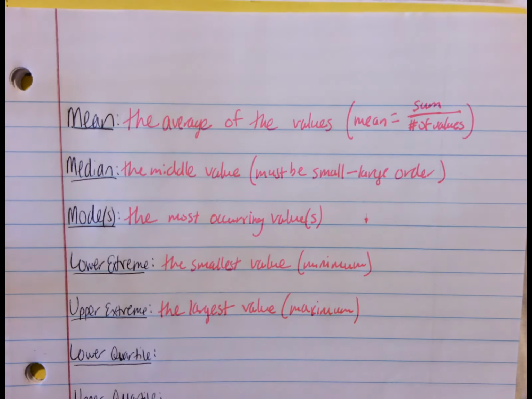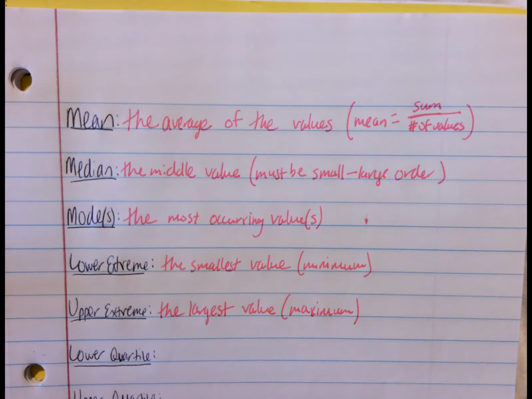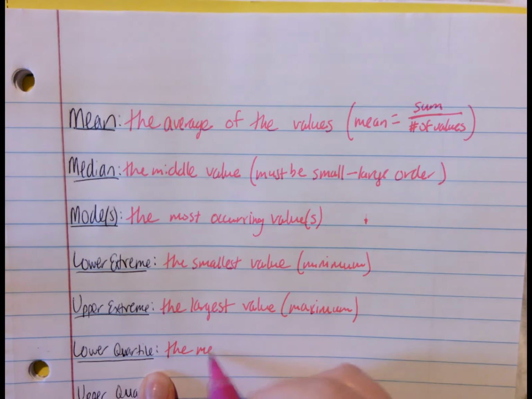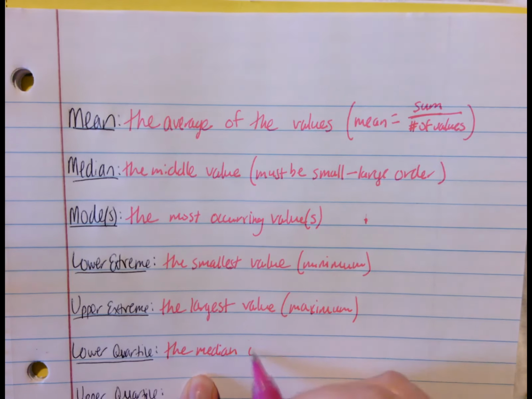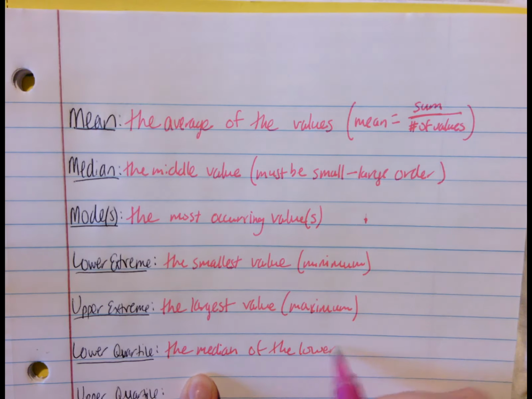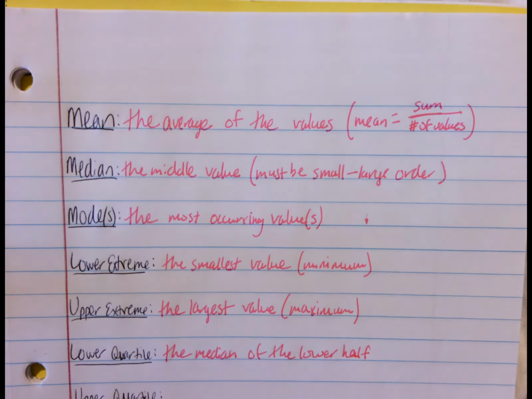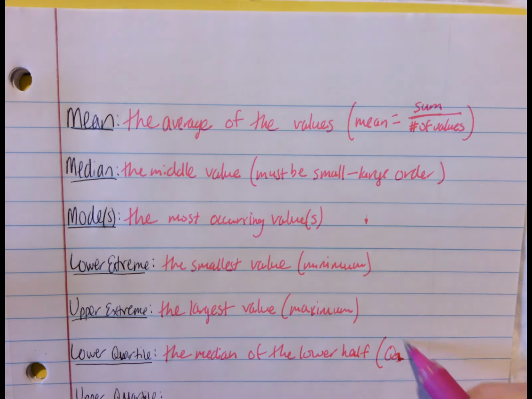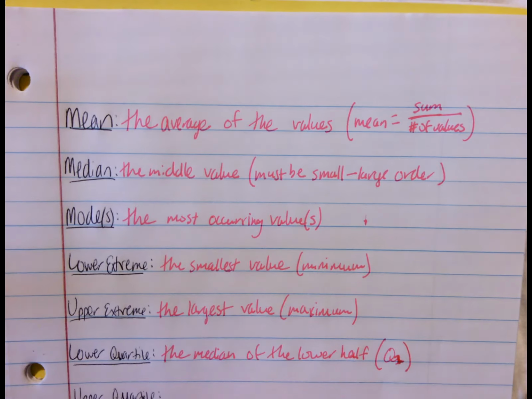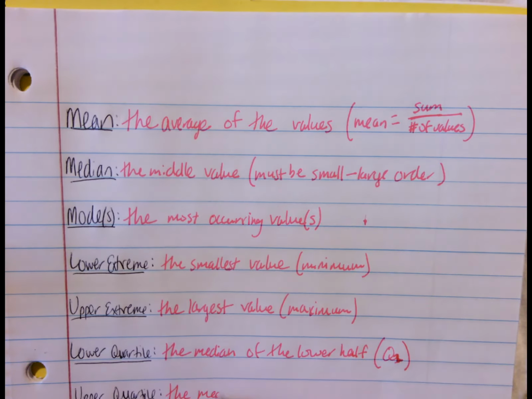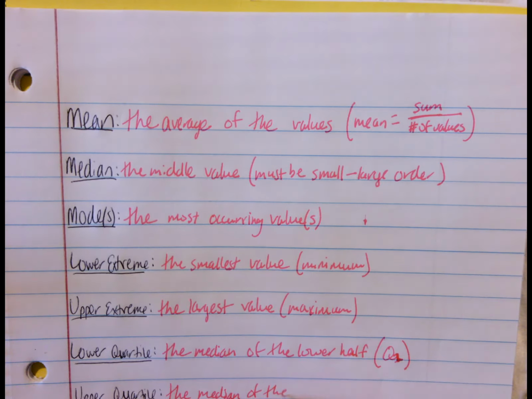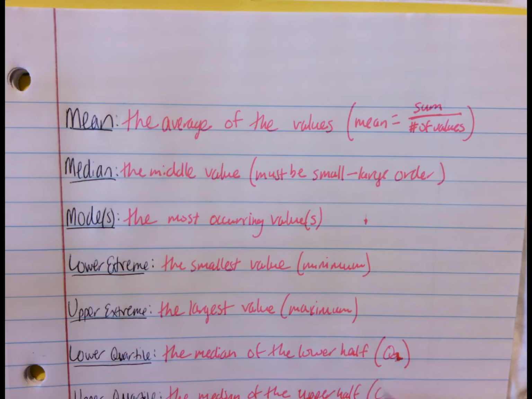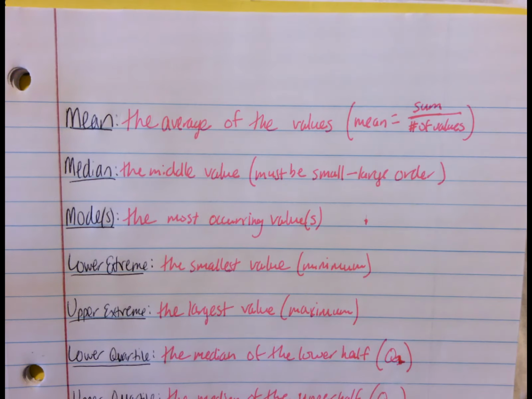Okay, and then we divide things into quartiles, okay? And so the lower quartile is going to be the median, so the middle of the lower half, okay? It's the middle number of the lower half of the values, and we call it quartile with a sub 1, so Q sub 1. The upper quartile is the opposite of that. It's the median of the upper half of the numbers or the values, and we call it Q3, okay, Q sub 3.